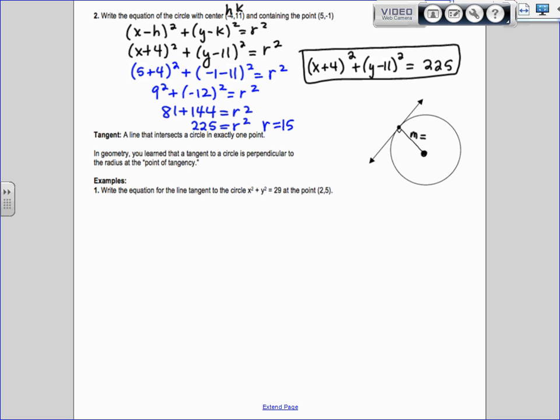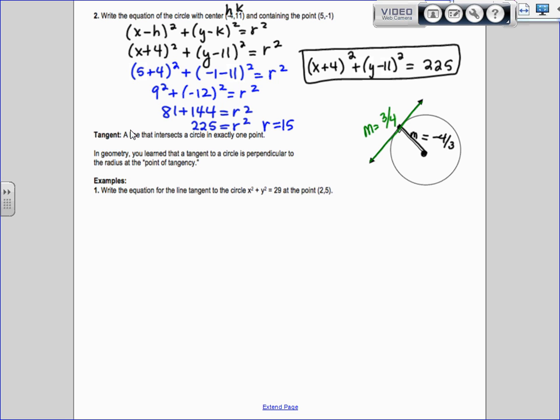So let's say the slope is, I don't know, -4/3. What would the slope of the tangent line be then? If I had -4/3 for this slope? It would be 3/4, right? It's the opposite reciprocal because they're perpendicular to each other. They're perpendicular slopes. So we're going to use that.